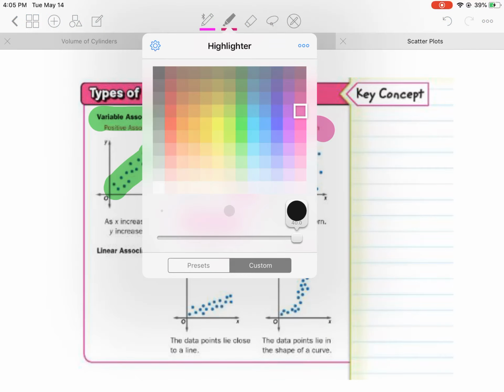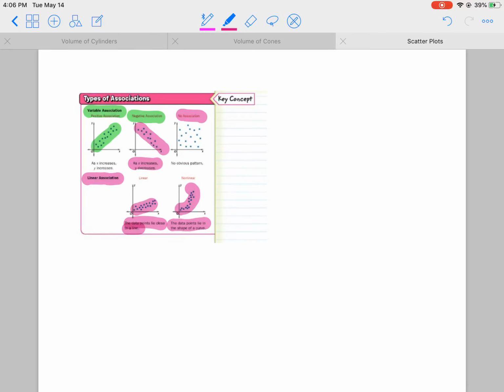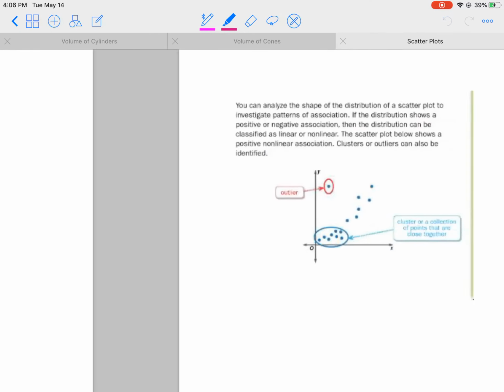Then we can also talk in terms of a linear association, like a line. Okay, so does the data, like this data here, lie close to a line? Okay, it lies close to the x-axis. In this one here, the data lie in the shape of a curve, kind of like that, so it's not linear. All right, those are your associations that you'll want to remember.